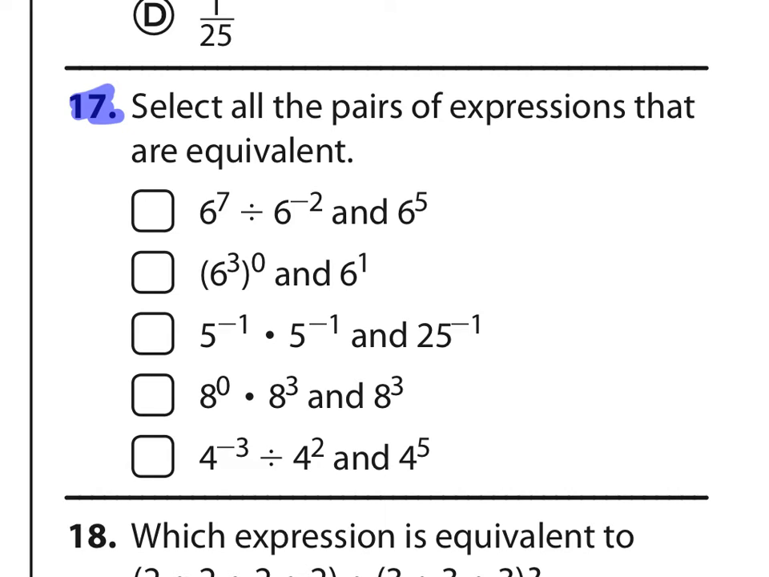Okay, number 17, we're going to select all pairs of expressions that are equivalent, that equal the same value. So I'm going to start with this expression, 6 to the 7th power divided by 6 to the negative 2nd power. And so that's 6 divided, so we're going to subtract our exponents, 7 minus negative 2. And so when we subtract a negative, that's the same as adding a positive, and we get 9. And so 6 to the 9th power compared to 6 to the 5th power here, are they equal? No, they're not equivalent. So this one does not work.